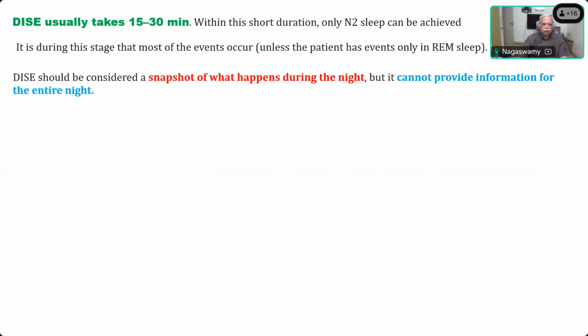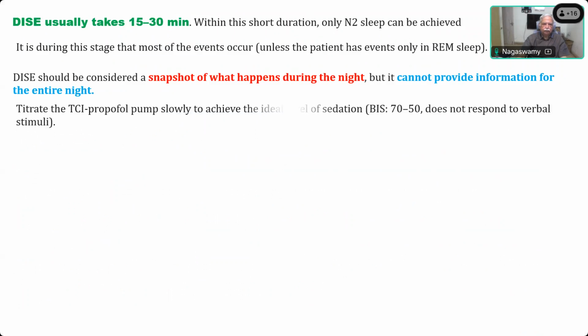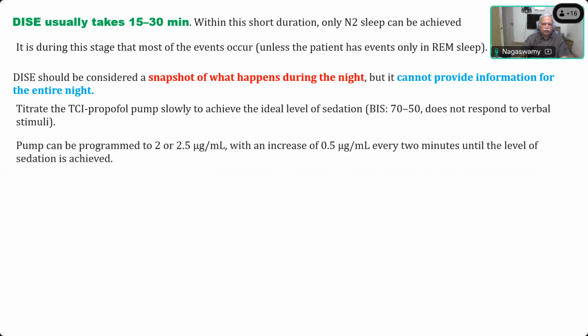DISE should be considered a snapshot of what is happening during the night. So it is something like a trailer for your main picture, and it cannot provide the sequential things that happen during the entire night. Titrate the TCI pump slowly to achieve the ideal level of sedation, and the pump can be programmed to 2 to 2.5 microgram per ml with an increase of 0.5 microgram every 2 minutes until the level of sedation is achieved, if you are using a TCI pump.